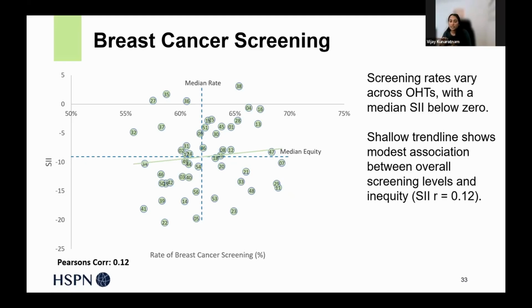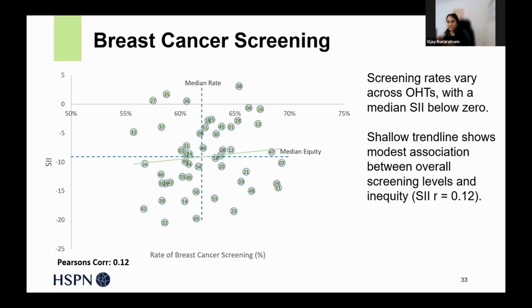And then when you look at the quadrants, the top right here is actually the best place to be, because we want higher rates of screening. And in the top right, SIIs are actually closer to zero. So the smaller gap between most and least deprived areas, it's kind of closing, right? And then the bottom left is actually the worst place to be.